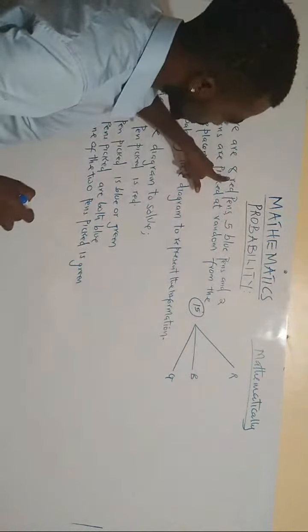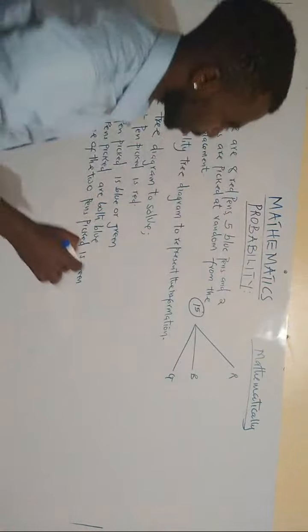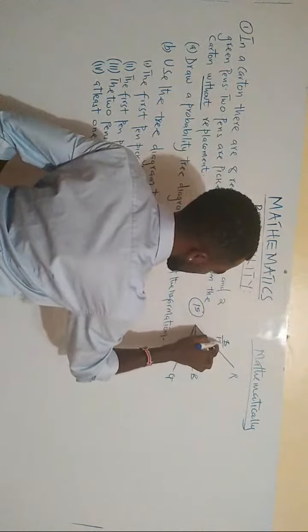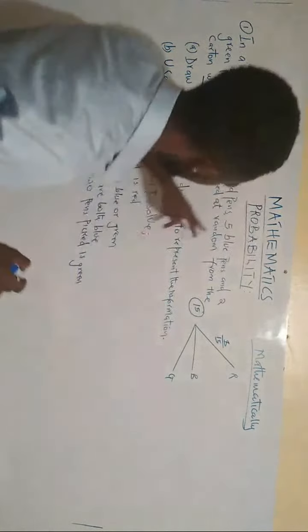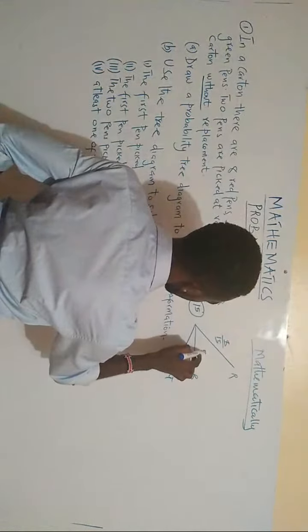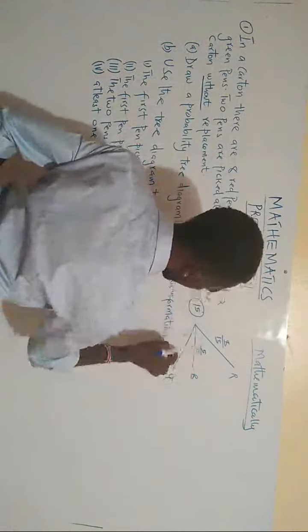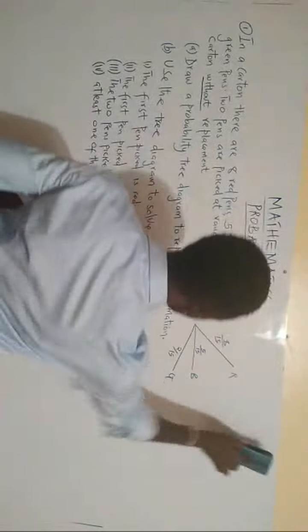So 8 out of 15 are red. Blue, we have 5 out of 15 as well. Then finally we have 2 out of 15 green. So for the first pick, that's how the branches appear. All right, let's add this one for more space.